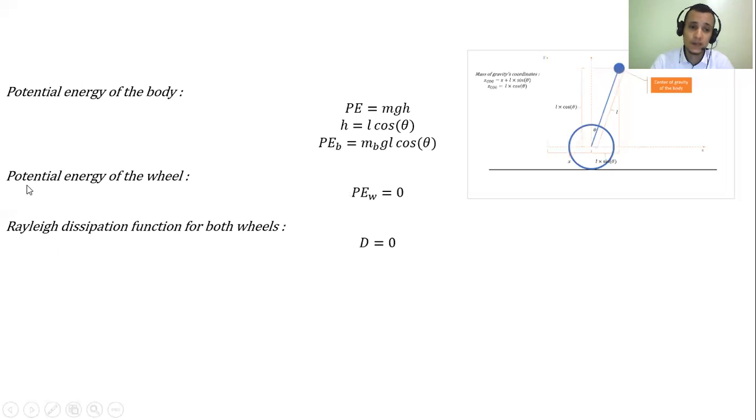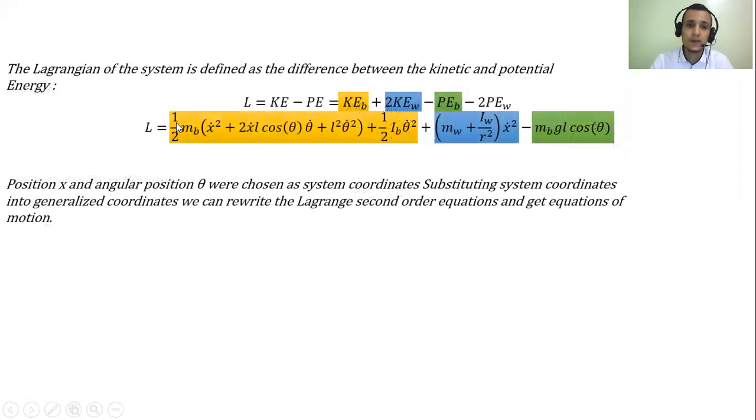The wheel doesn't have a potential energy because it's always touching the ground. And as I said, the Rayleigh dissipation is equal to 0 in our case. So finally, after we add the kinetic energy of the body, the kinetic energy of the wheels, and the potential energy of the body and of the wheels, we have the Lagrangian formula. So this is the Lagrangian formula.